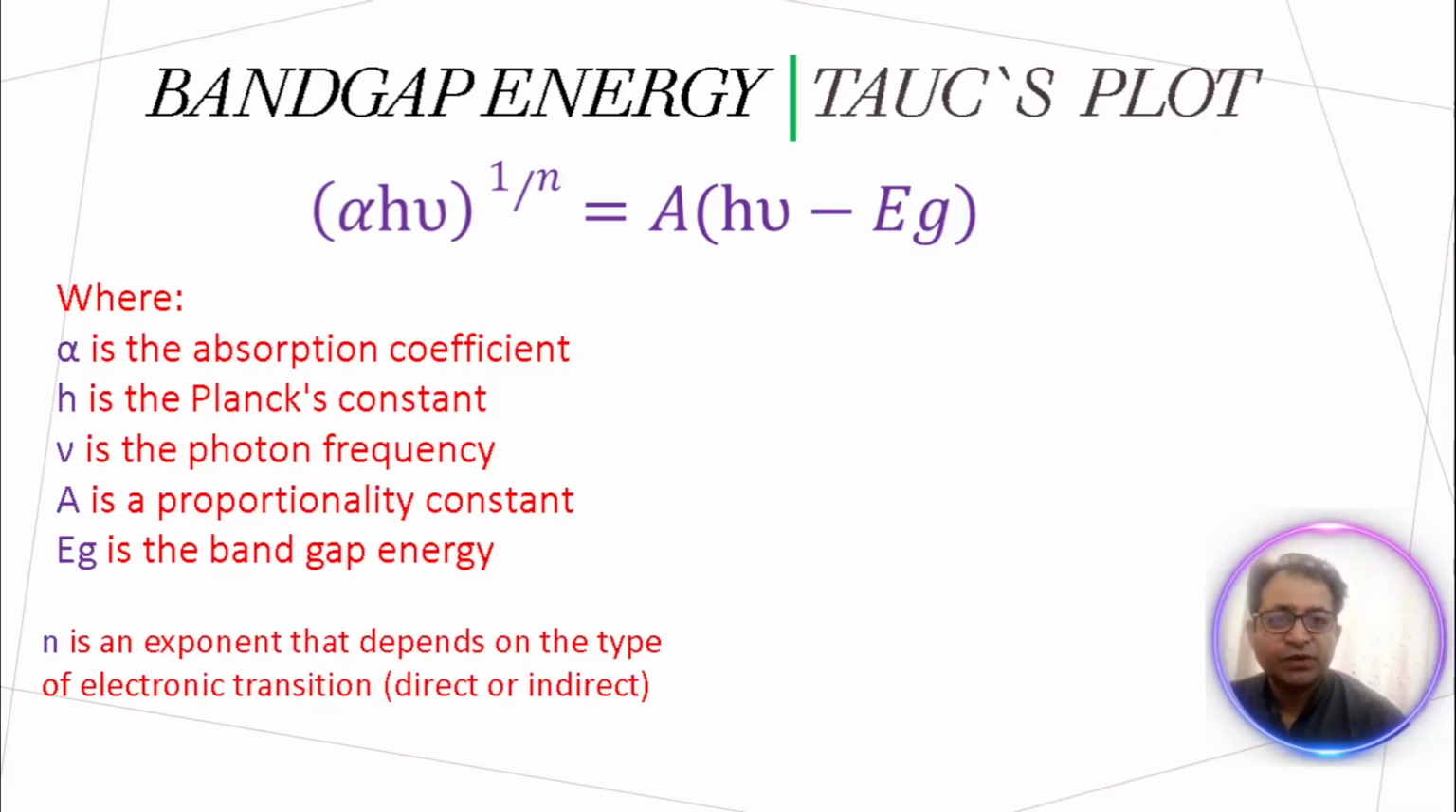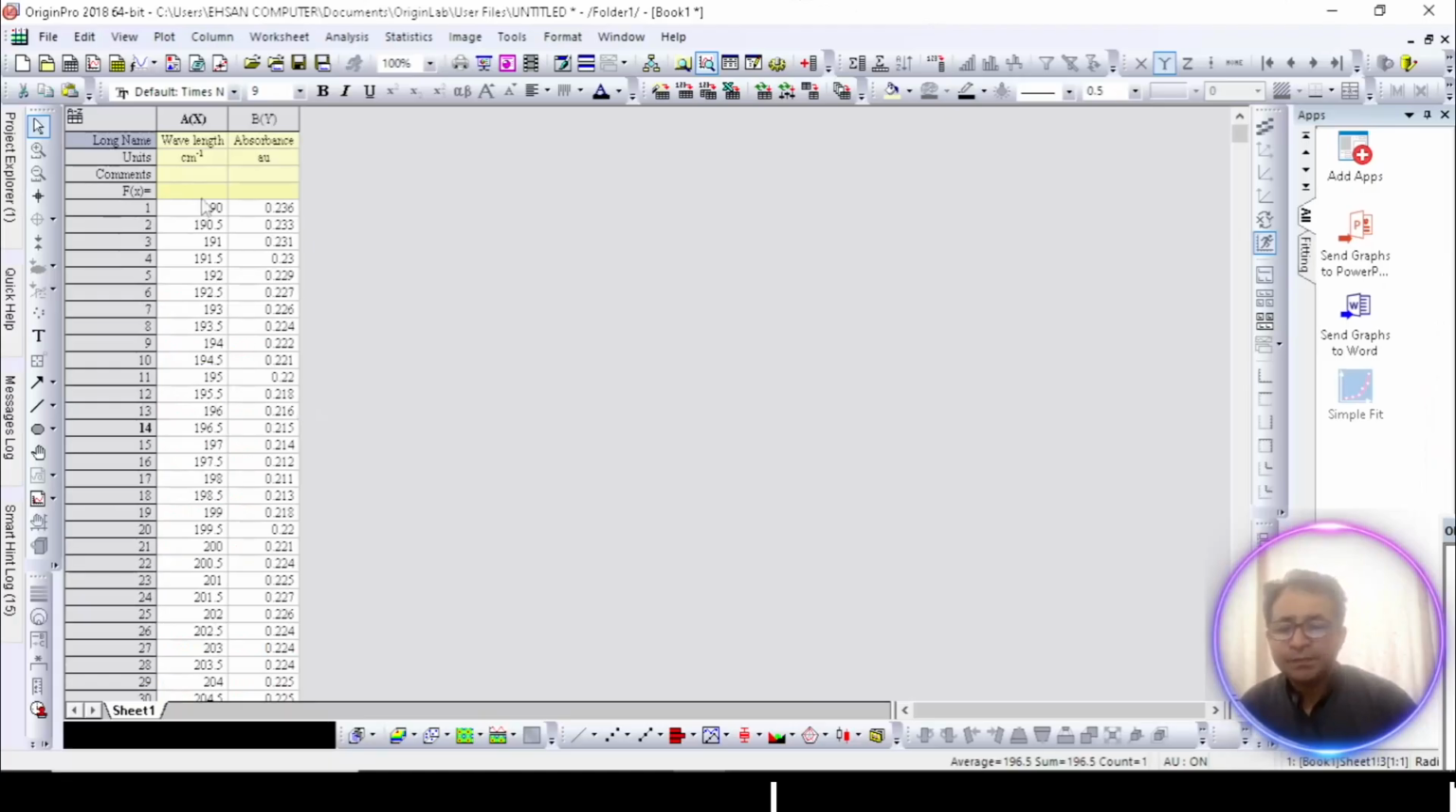Now let's go to our data which we obtained from the UV visible spectrophotometer, and from there we'll proceed with the band gap calculation. After opening the file in Origin, we have wavelength and absorbance of our material. Now we will calculate the absorption coefficient and the energy of this material based on this data, and then from there we will calculate the direct band gap and indirect band gap. If n is equal to 2, that will be our direct band gap, and when we take n as 1 by 2, that will be our indirect band gap.